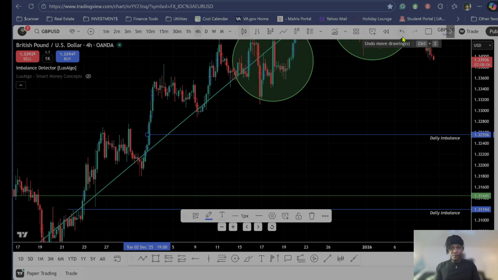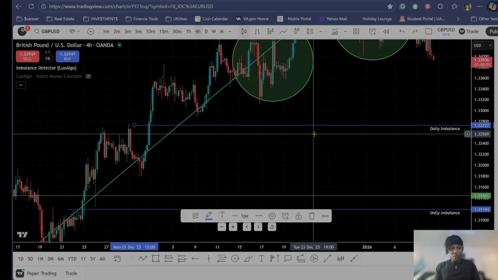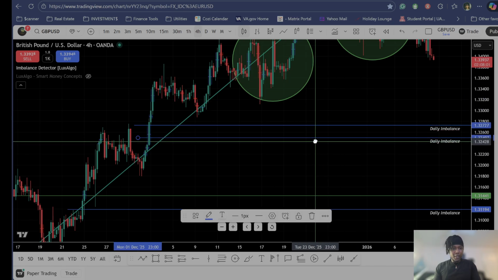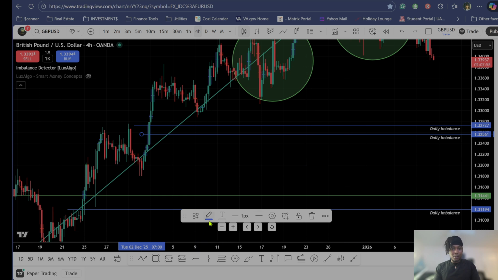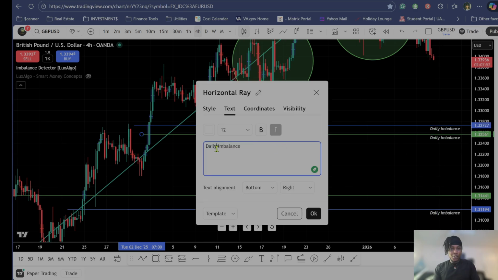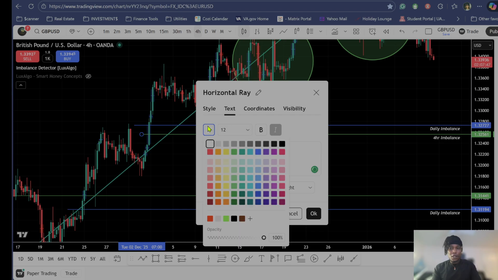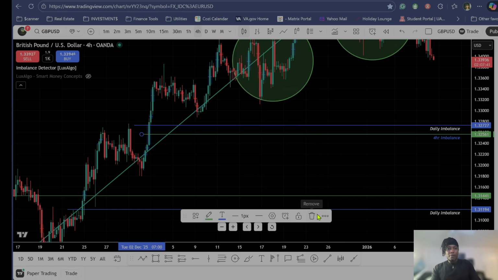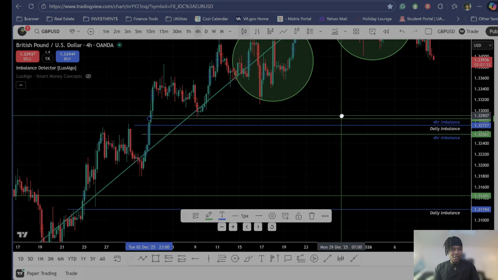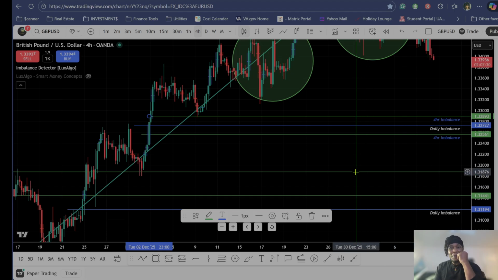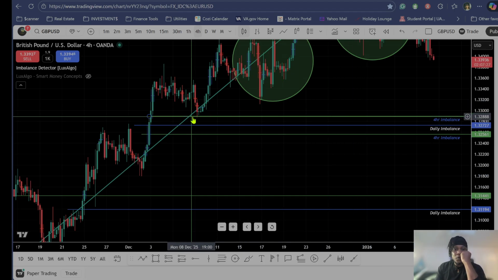Or let's undo. Let's duplicate it and we're going to change the color. How does that sound? We're going to change the color and we're going to change this to 4 hour, and we're going to change the right end to blue. All right, boom. So these are the 4 hour imbalances. This is the daily, because it's high. This one right here, this one already got touched.